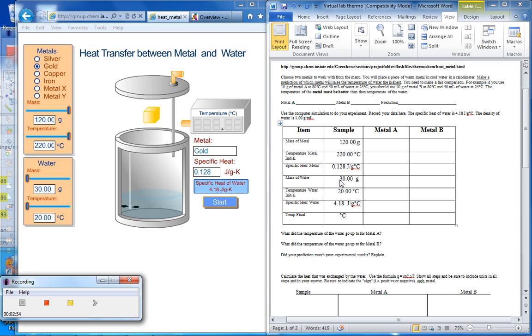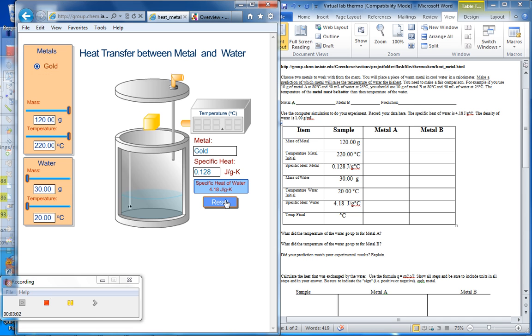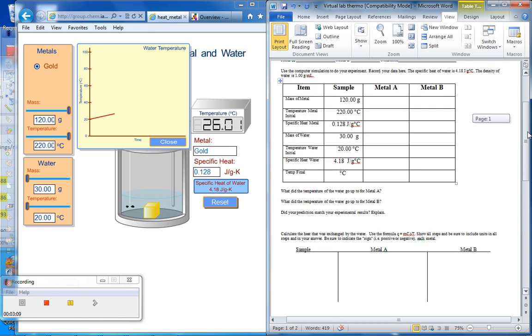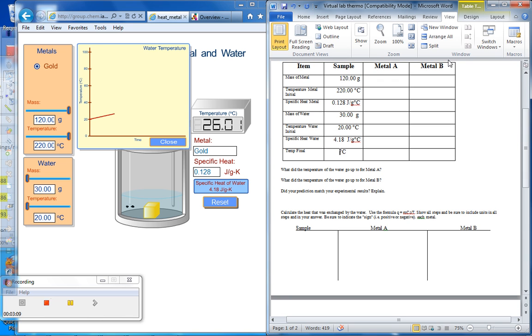So there I have all the information filled out on the lab worksheet, and then I come over here to the simulation and push start. There we go. Now as it runs along, I'm going to get my form over here ready. I changed this to Word so I get a little bit more flexibility. But if you notice, as the temperature goes up, it continues to increase, and then it flattens out. Now it becomes a constant temperature.